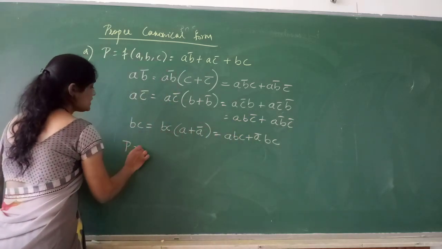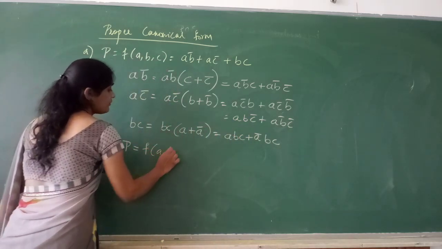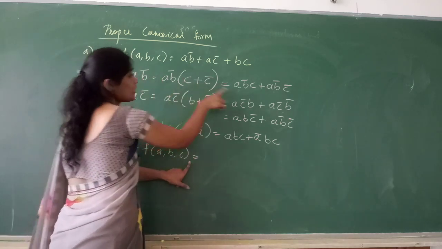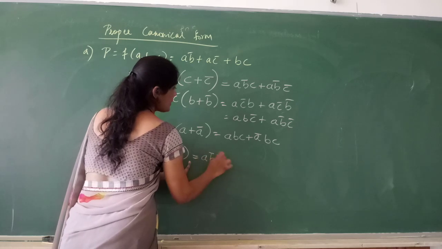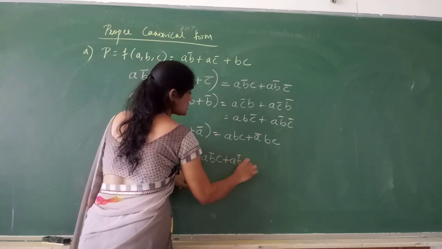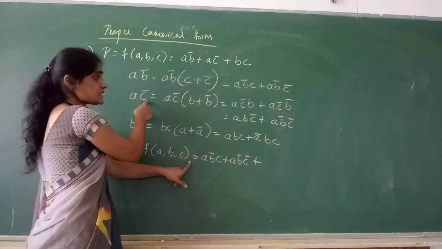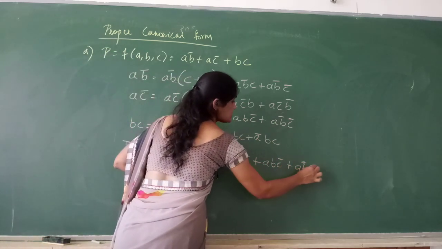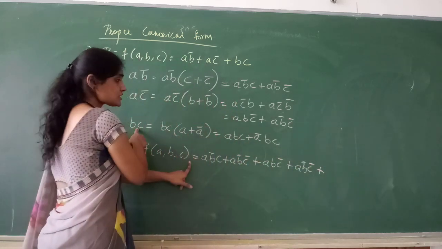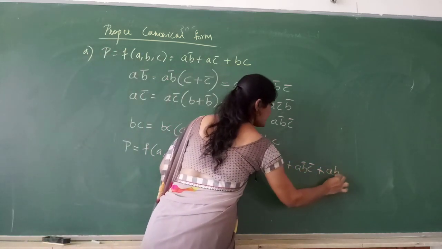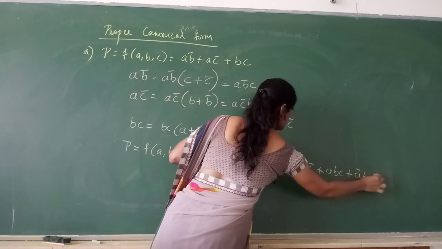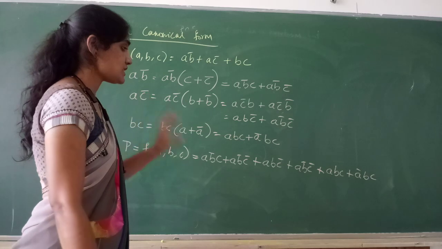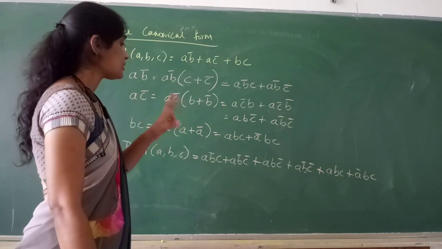Now, to write the final answer for this problem, f of A, B, C is equal to, for A, B bar, whatever we have got, write that. A, B bar, C plus A, B bar, C bar plus, for A, C bar, A, B, C bar plus A, B bar, C bar plus, then for this term, we have got A, B, C plus A bar, B, C. Now, once you write the equation, just see whether any terms are repeating.